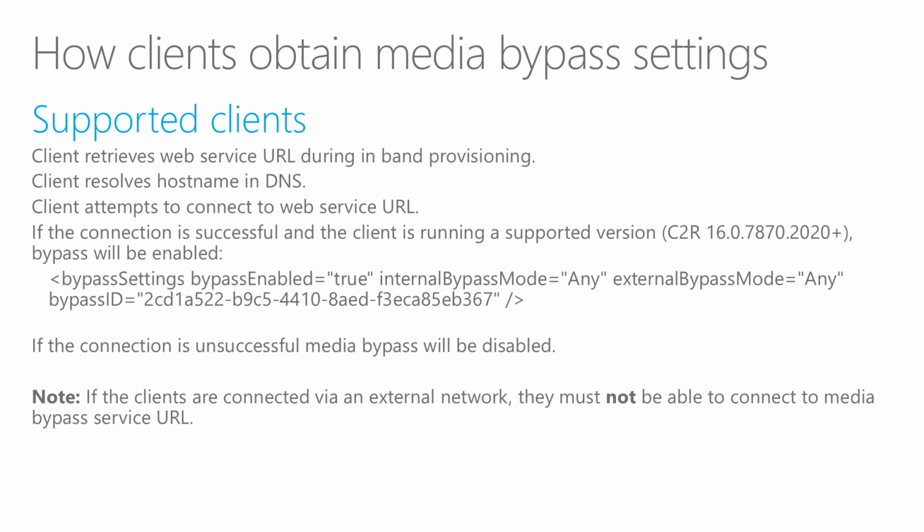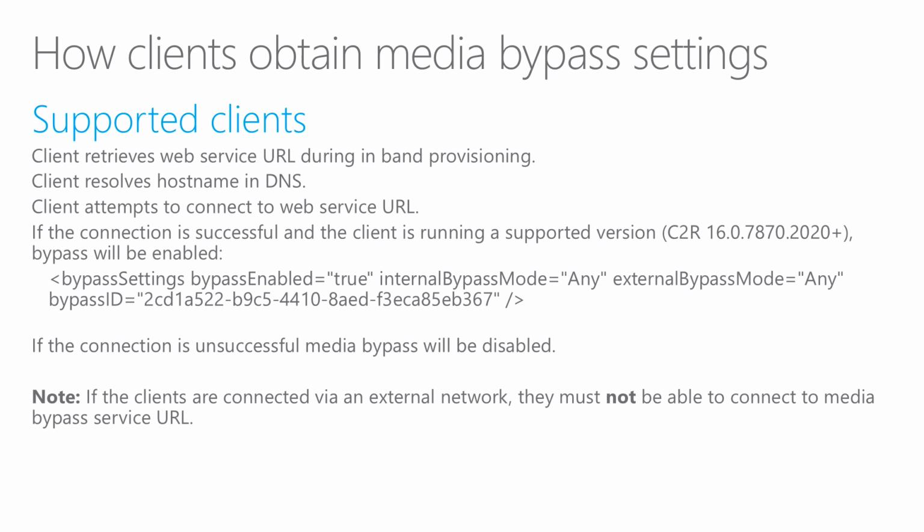returned in DNS. If the connection is successful and the client is running a supported version, bypass will be enabled with the following settings. Bypass enabled equals true, and a bypass ID equal to that of the Cloud Connector Edition bypass ID starting with 2CD. If the connection is unsuccessful, media bypass will be disabled.